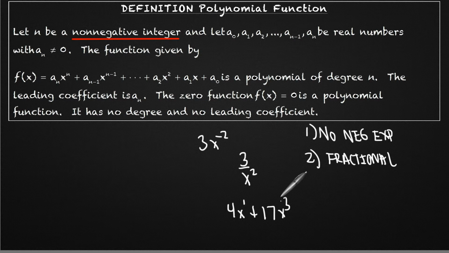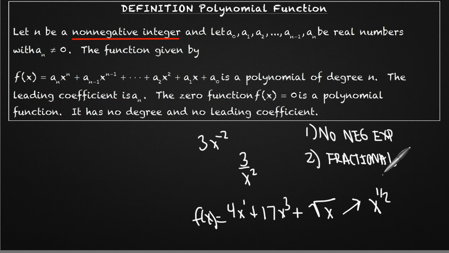A non-negative integer. Non-negative meaning it can be 0 or bigger than 0. And 3 is a non-negative integer, but as soon as I add a plus square root of x, that makes this entire function not a polynomial because this can be rewritten as x to the 1/2. So the two things that you want to look for is any fractional exponent makes it not a polynomial and any negative exponent makes it not a polynomial. So let's see how this works on a couple of sample problems.